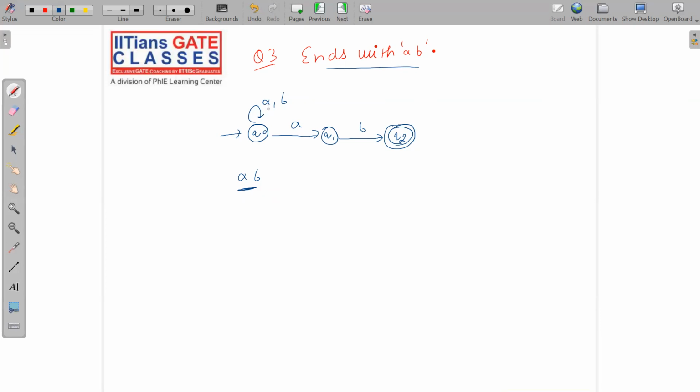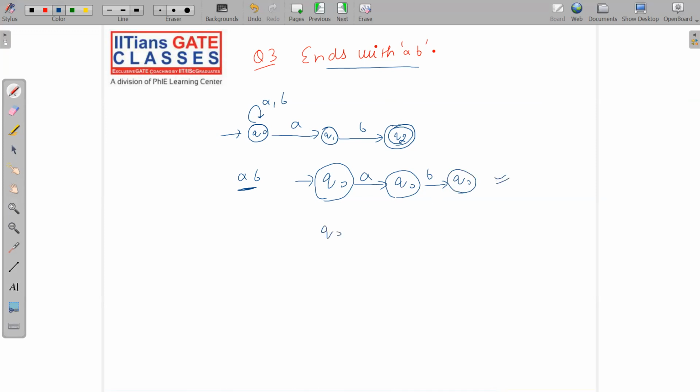On Q naught also, and AB here also, and A here and B here. So there are two possible paths for AB. One path is only Q naught. Let me repeat all these things so that everybody gets a crystal clear idea. So at Q naught on A, you can remain on Q naught, and on B you can also remain on Q naught. This is one path.